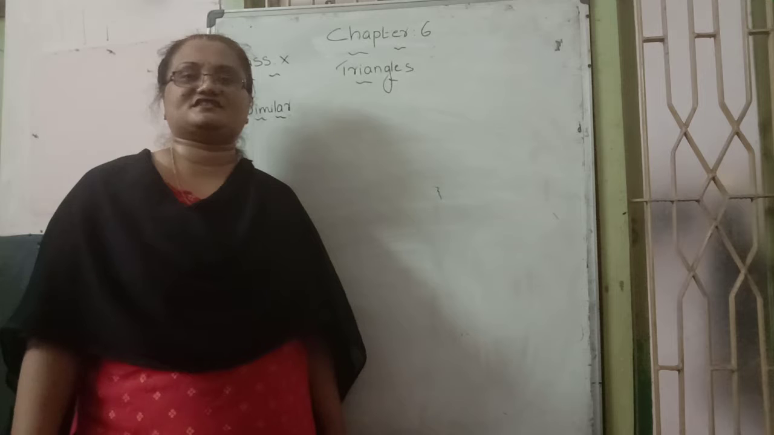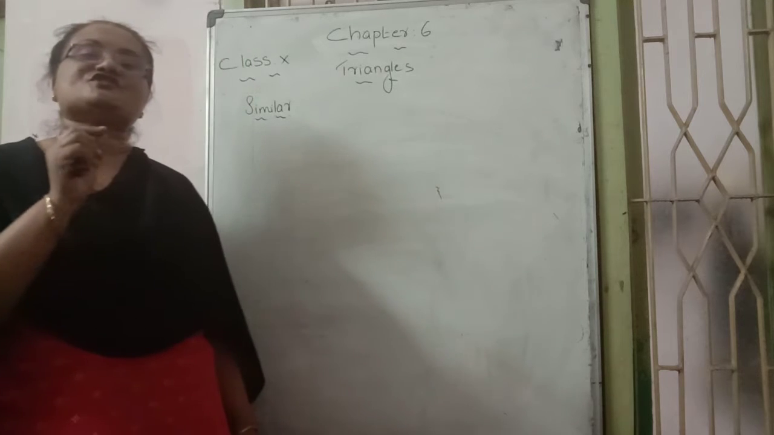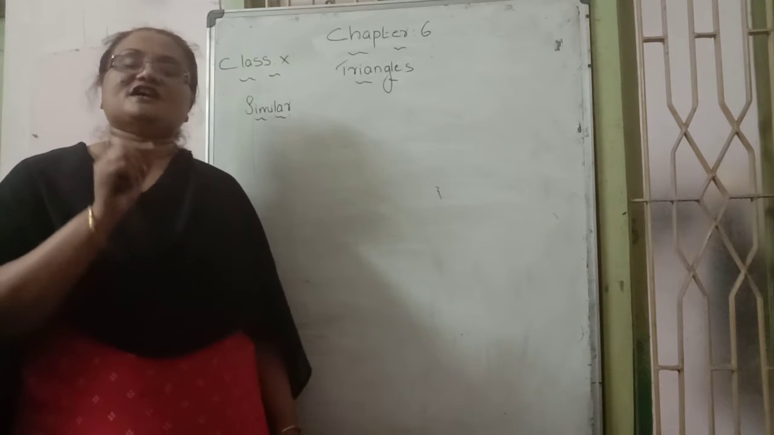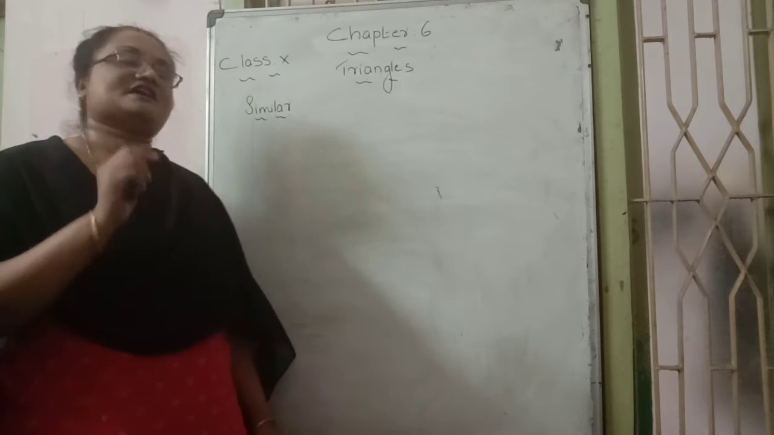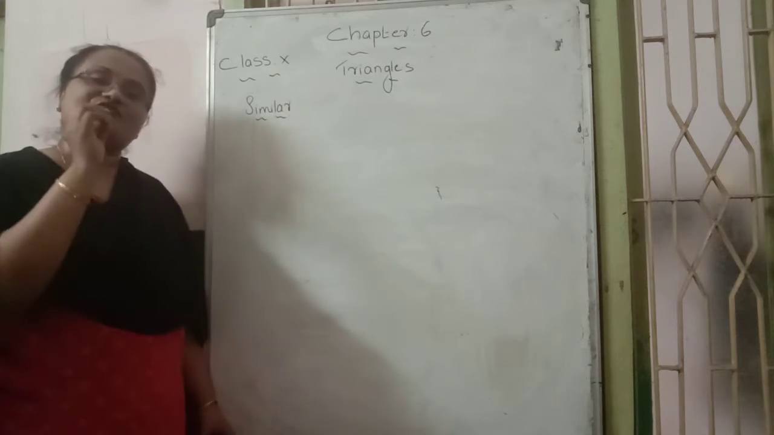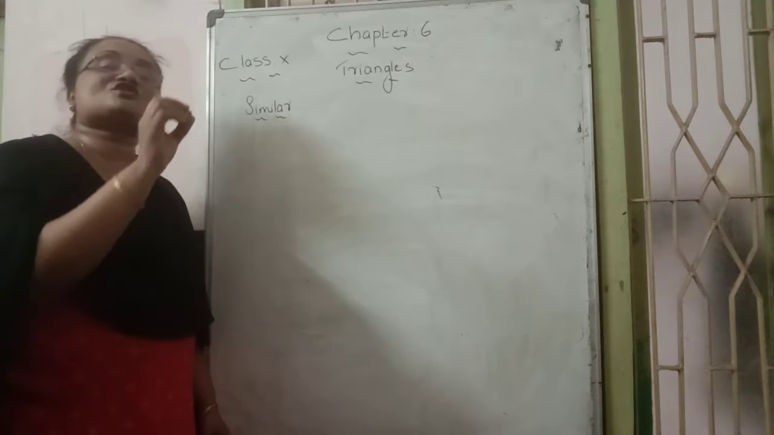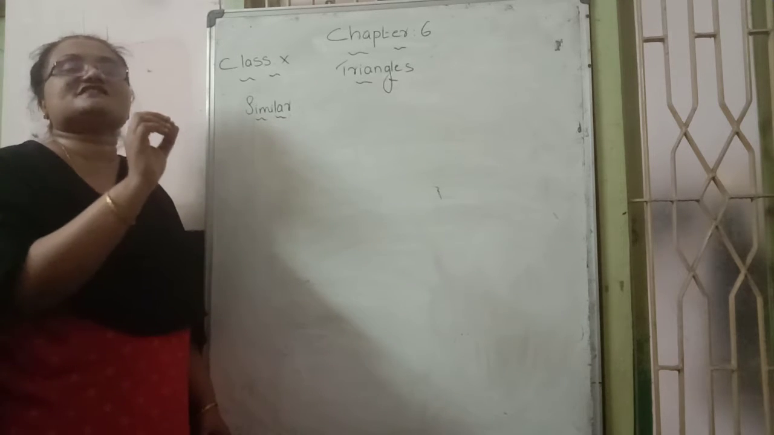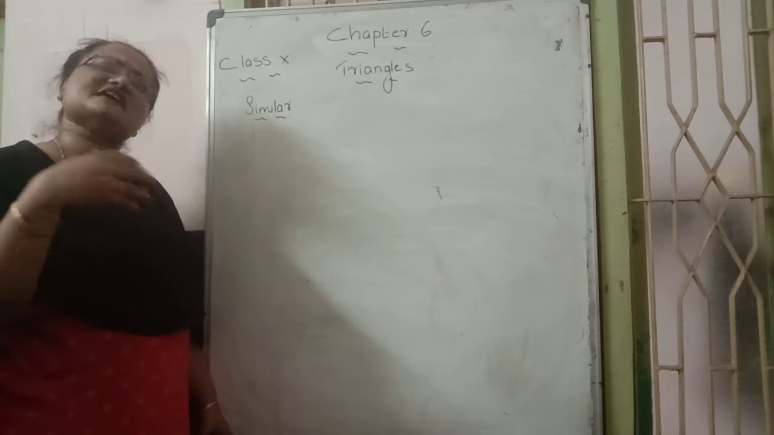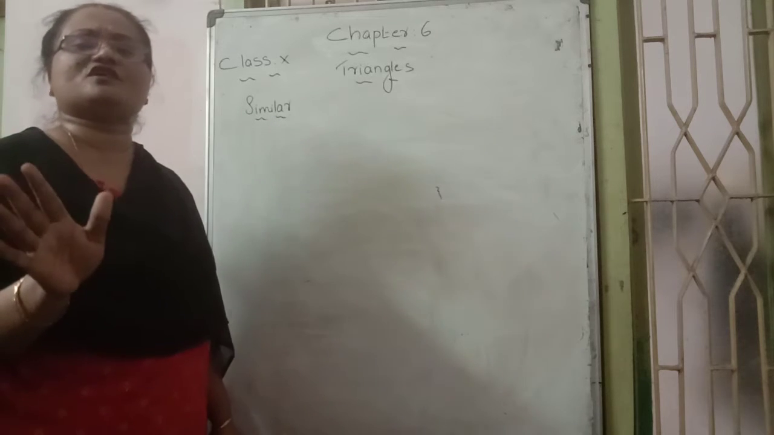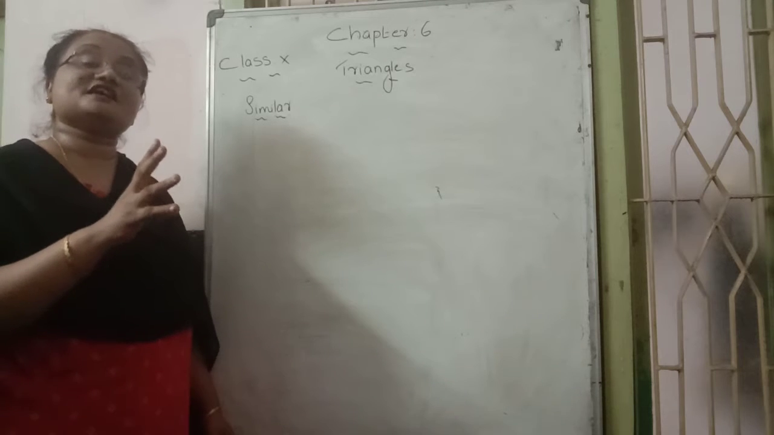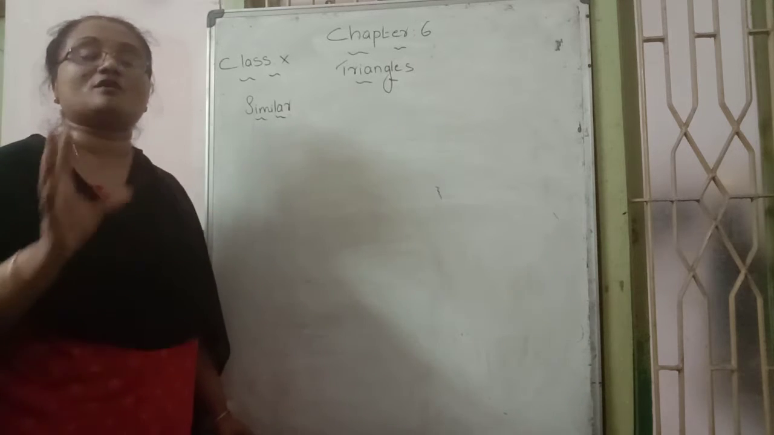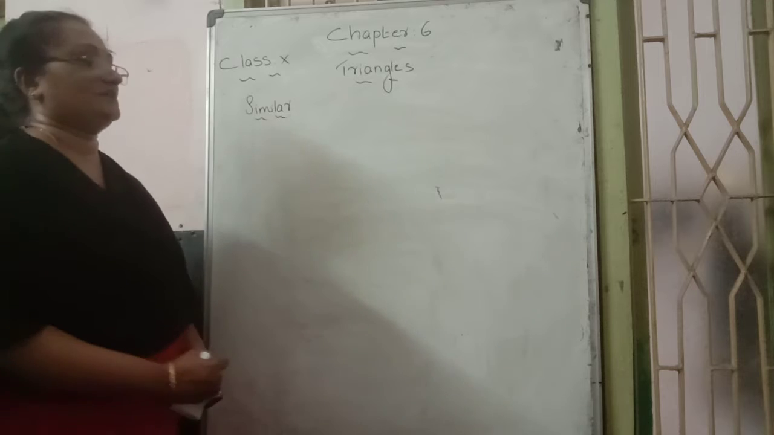Triangles. For that, the first word is similarity. When we say similarity here in a geometric figure, the shapes of the figures are the same, but size is not necessarily equal. When the shape becomes the same, then we can say that the geometrical figures are similar.